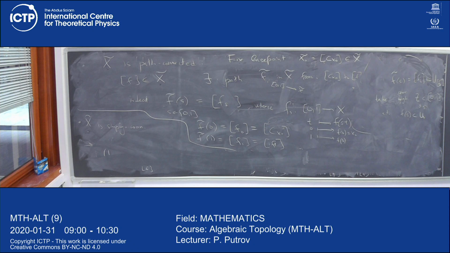But then since U is bijective to U of f of s, this is path connected. We know that the image of Z is contained in U. Then it follows that the image of Z under f tilde is contained in U.